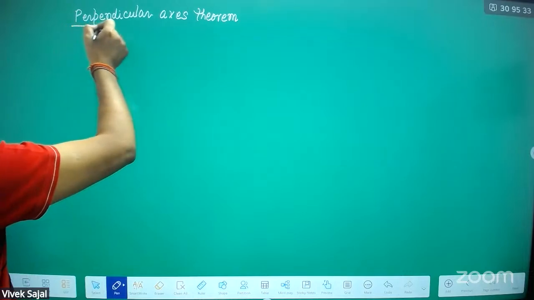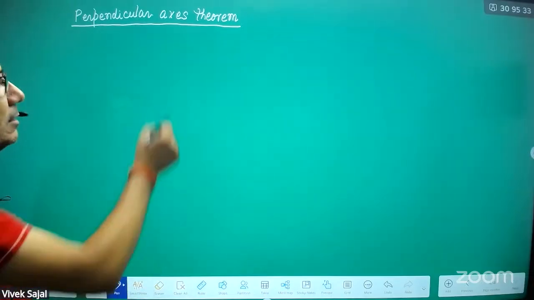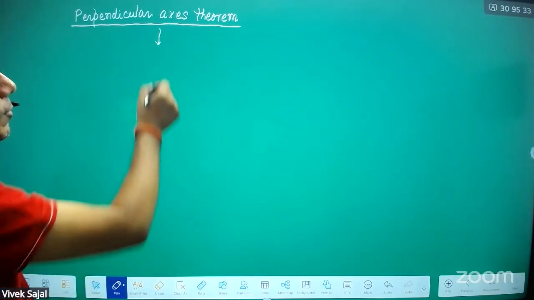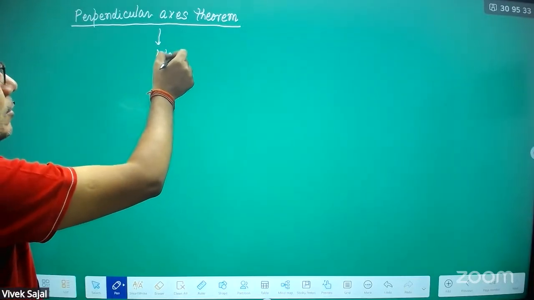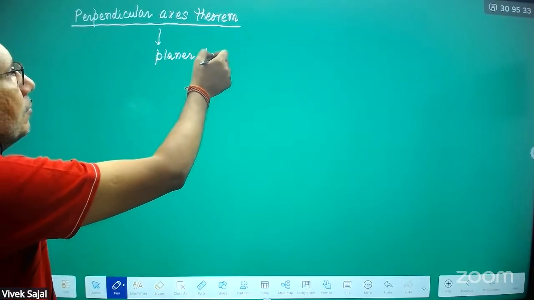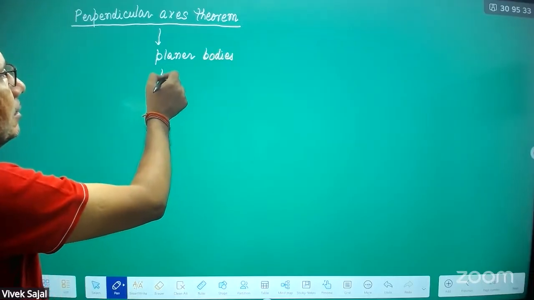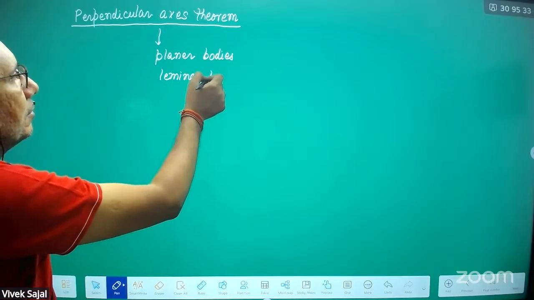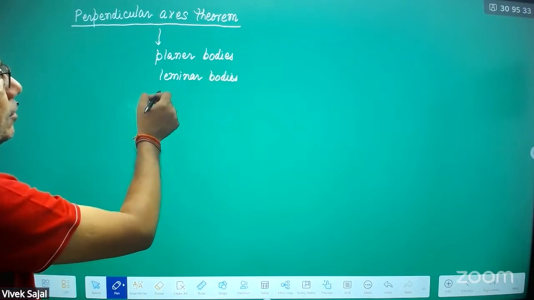First thing that you have to remember about this: it will be for 2D bodies. This will be applicable for planar bodies, laminar bodies, and 2D bodies.